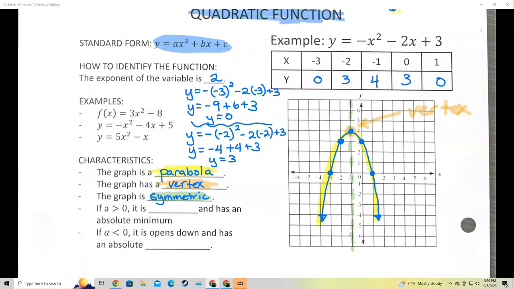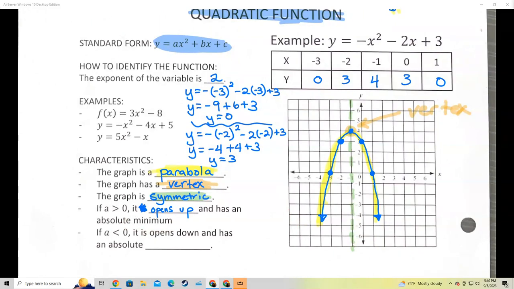Okay, let's keep going. Let's see. I got if A is greater than 0. We're going to kind of jam through this because this part we're going to get deeper into later. If your A value is greater than 0, so for example, this number right here, if that number is greater than 0, then technically you're going to have something that looks like this. We're going to say that this opens up. It opens up. And like I said, if it looks like this, then there's going to be this bottom point here, which we call the minimum. That's this word right here.